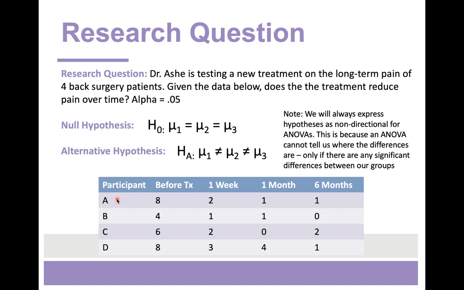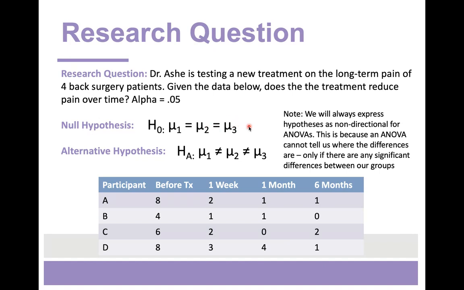Notice that we have 4 participants, participant A, B, C, and D. We're going to measure them at 4 time points. Before the treatment, what was their pain level? 1 week after treatment, what was their pain level? 1 month after treatment, and 6 months after treatment.